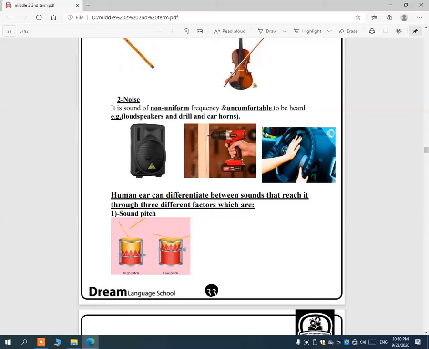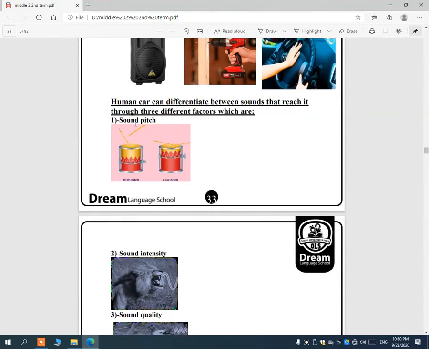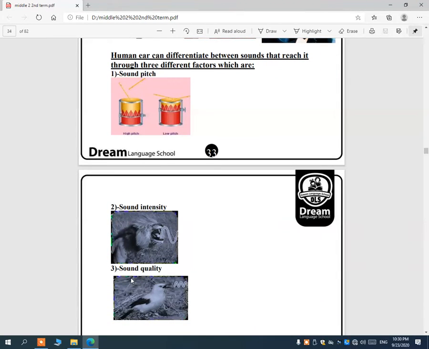We can differentiate between the different sounds by three properties. Like we can differentiate between the man voice and the woman voice, between the lion voice and the bird voice, between the shouting and whispering. We can differentiate between all the types of sounds through three properties, which are: number one, sound pitch; number two, sound intensity; number three, sound quality. We'll start with the sound pitch.